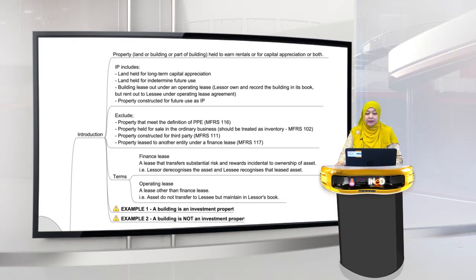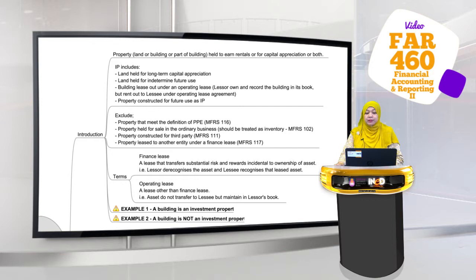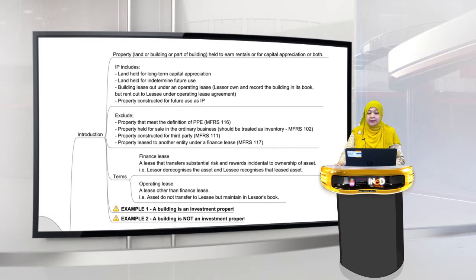Building that is leased out under an operating lease, where the lessor owns and records the building in its books but rents out the property to the lessee, which falls under an operating lease agreement, should also be included as part of the investment property. And then property that is constructed for future use as investment property. So if we construct a building and the intention is for us to sell it back later on, this one will also fall under investment property.